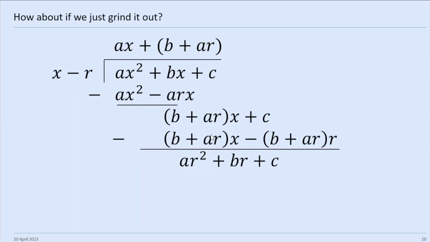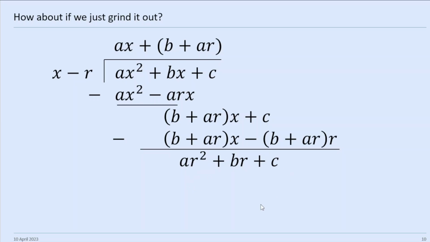We take that off, so we end up with b plus ar x, and we bring down the c. And then how many x's in b plus ar x? Well, there's b plus ar. So then we do b plus ar times x is there, and then b plus ar times minus r we have on the right. If we take this bottom row away from the top row, what we have is ar squared, then minus br, which is plus br, and then we have a c from the top. So it's ar squared plus br plus c.